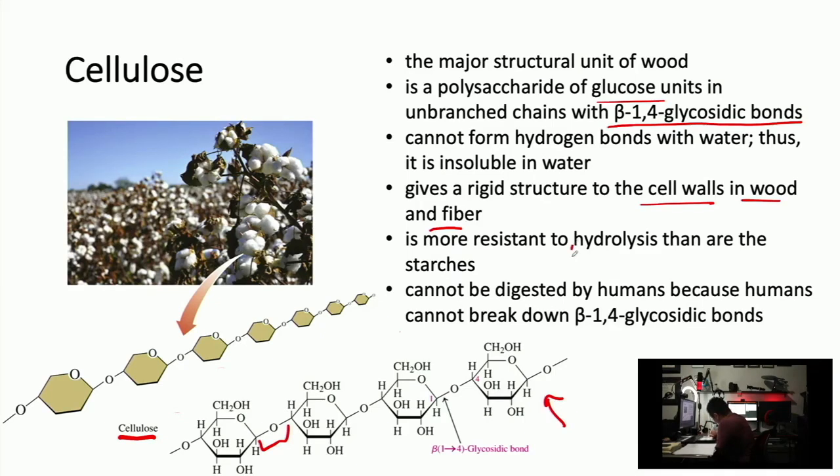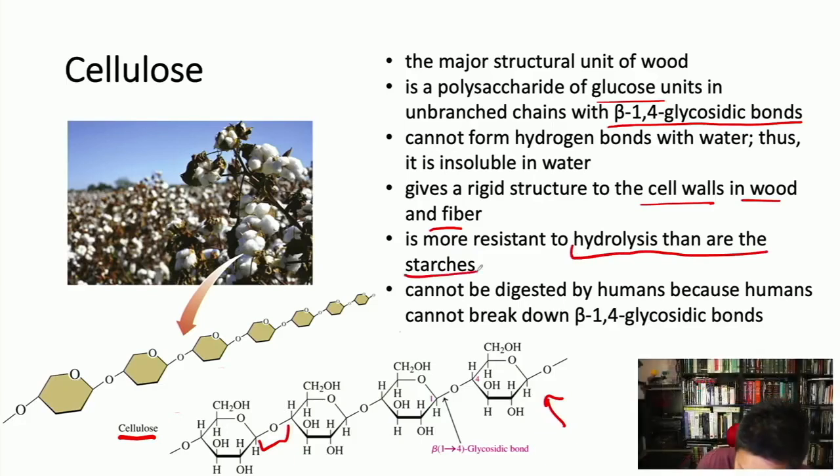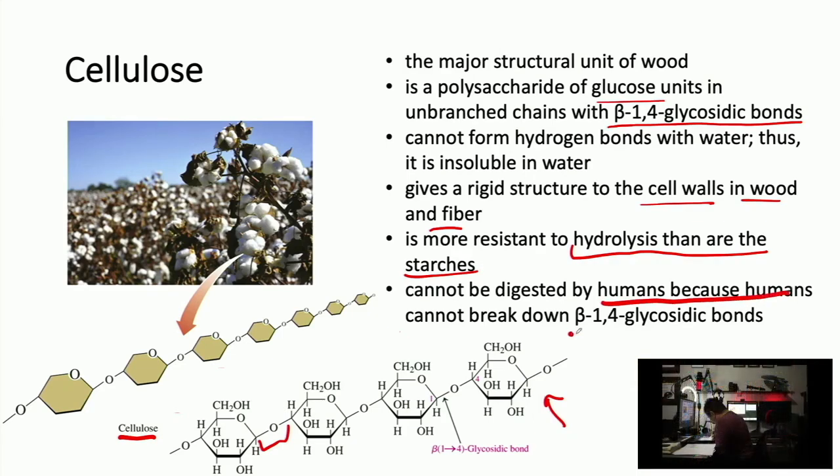It is much more resistant to hydrolysis than the starches, which makes sense because when you're storing sugars for energy later on in life, you want it to be easily hydrolyzed so you can break the sugars down and use it to make ATP. But if you're using those carbohydrates or those polysaccharides as structure, you want them to be more resistant to hydrolysis because you don't want it just to break apart when it's a part of your structure, right? So this is important because humans cannot break down the beta-1,4 glycosidic bonds, which are in the plant cells, right?